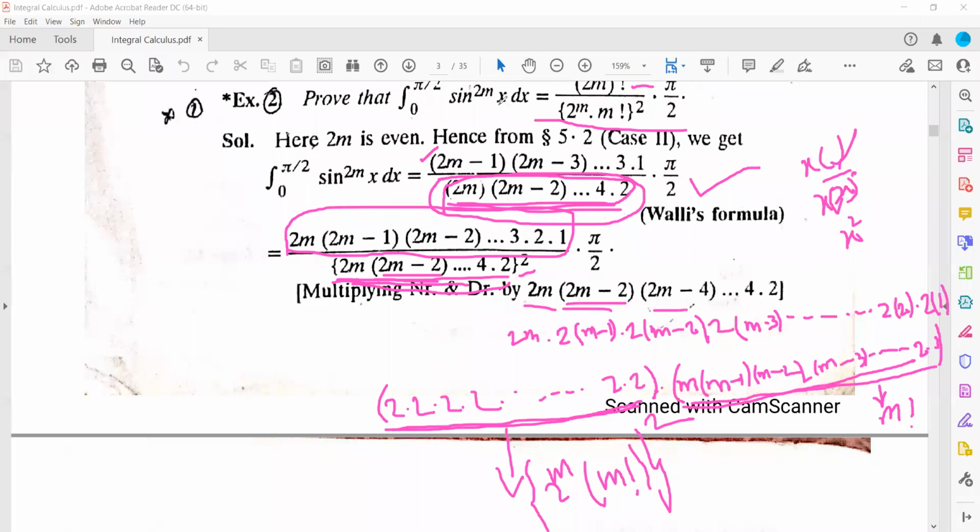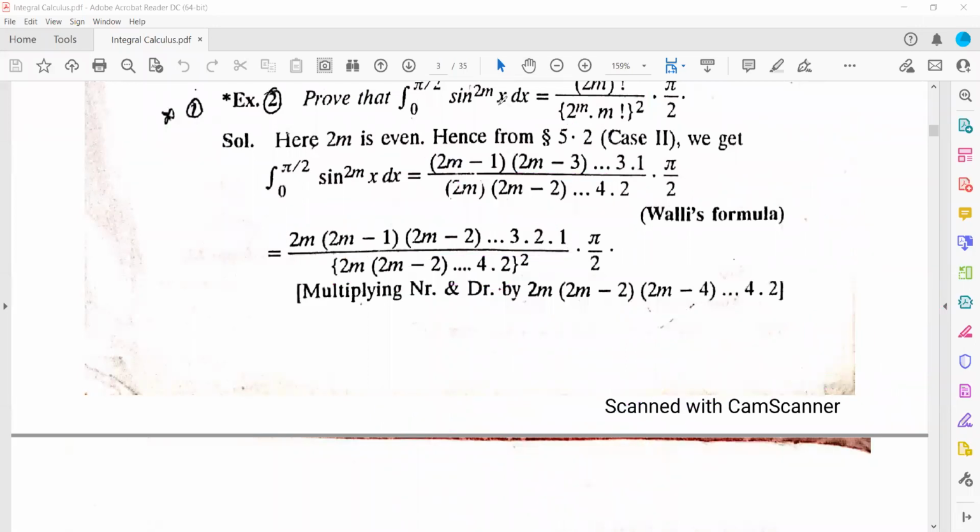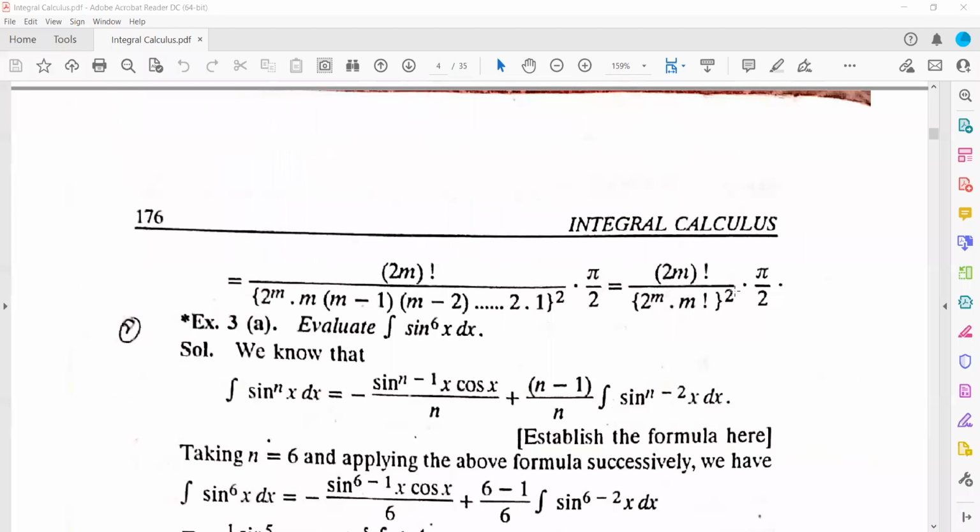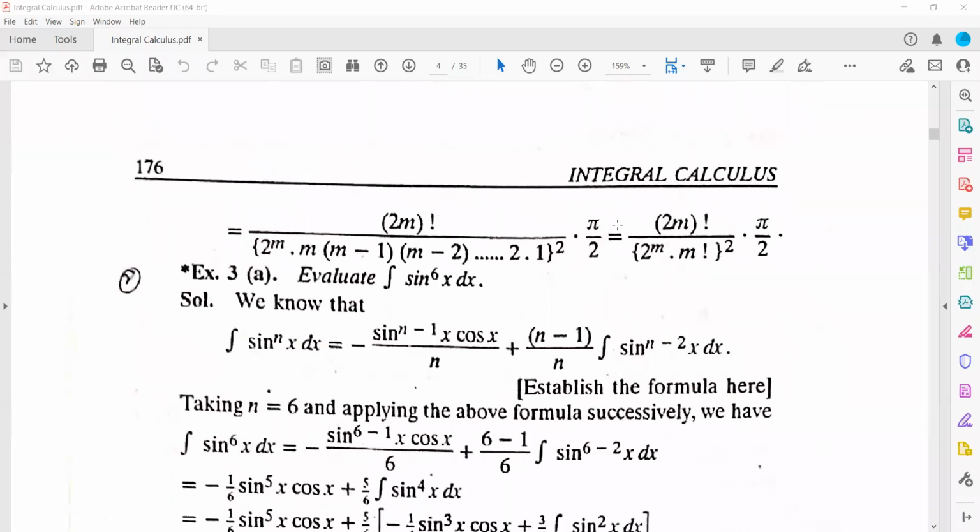Is that clear? Is that clear or not? So see here, it has been written. So ultimately, we are getting that result. Okay. So in that way.